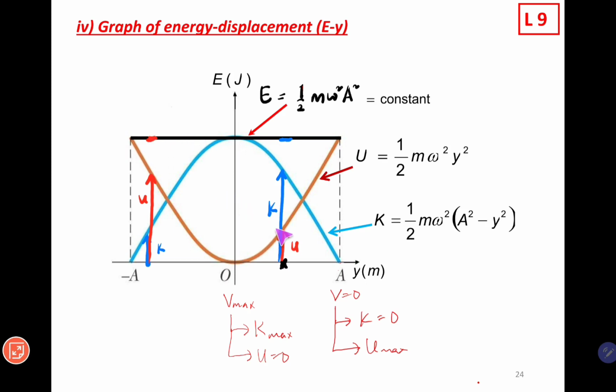Okay, what do we have now? Changes in type of K and U only. At this point, K is smaller than U. At this position, U is smaller than K. But the total energy is still the same, equal to E total. So this is the way we read the graph.